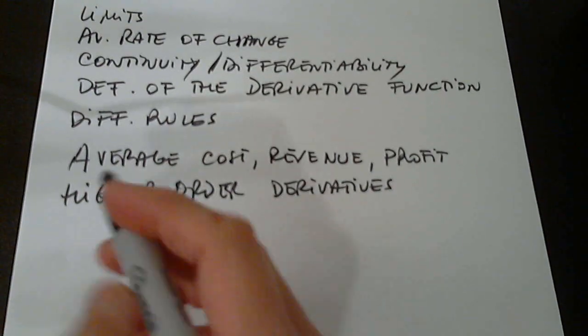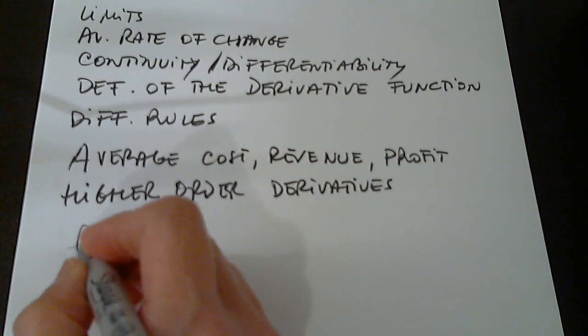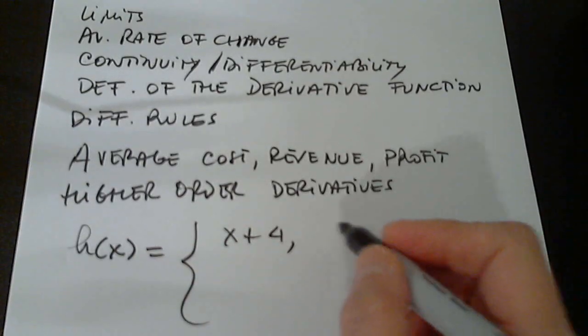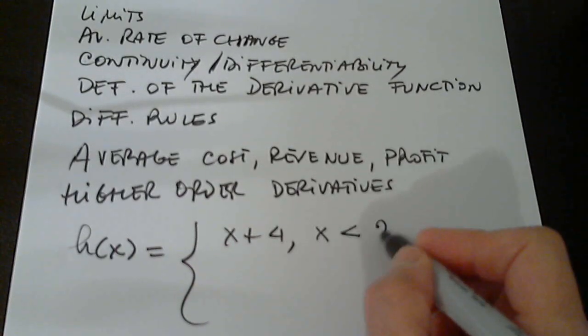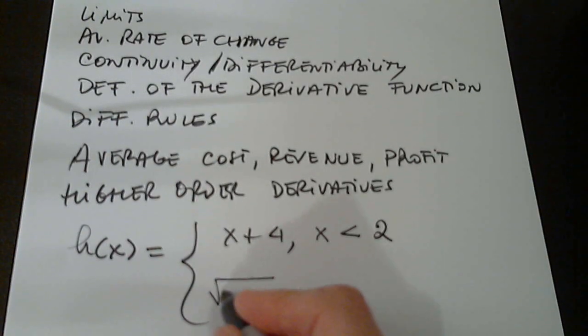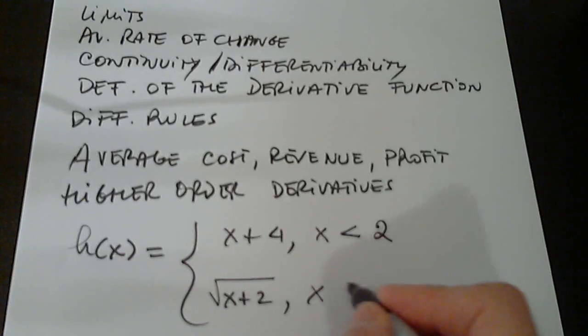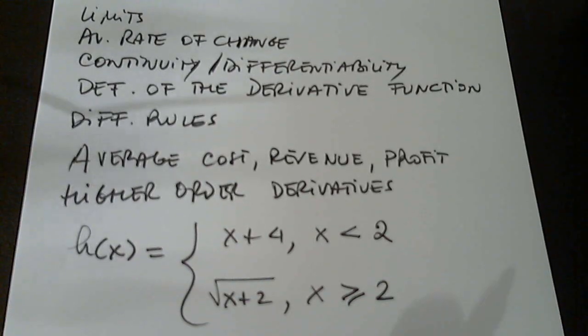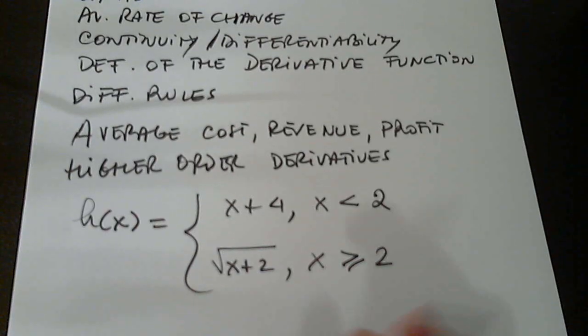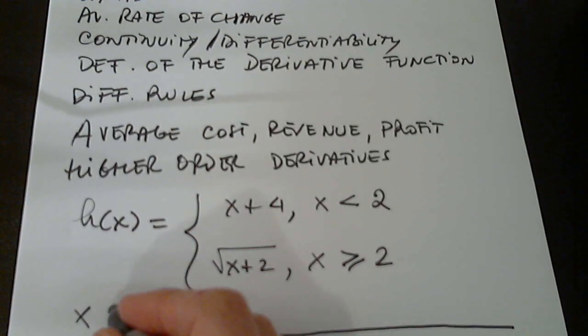Perfect. Excellent. So h of x equals x plus 4 when x is less than 2, and square root of x plus 2 when x is greater than or equal to 2. Perfect. Excellent. So the very first thing we need to do, remember, is the domain, because I need to create my table. The table is mandatory.